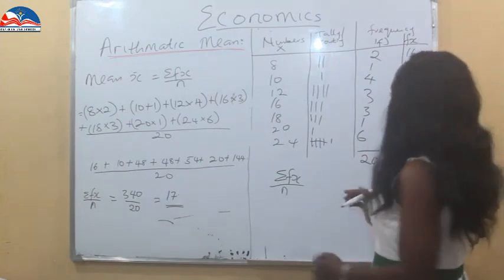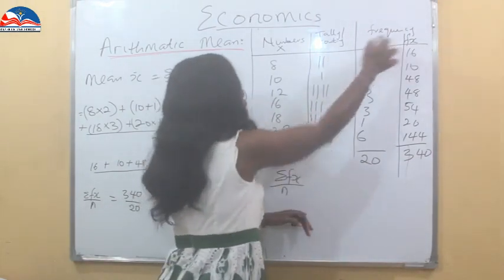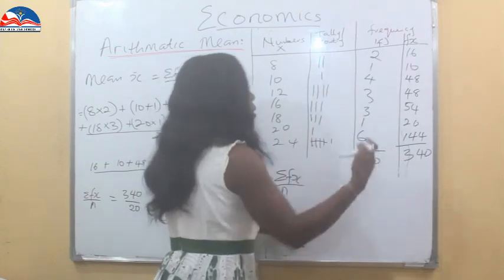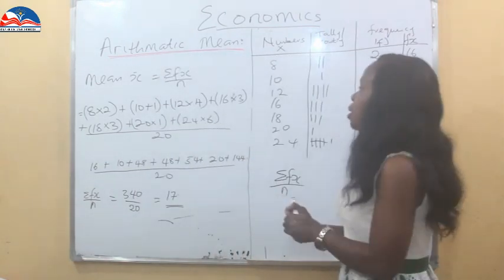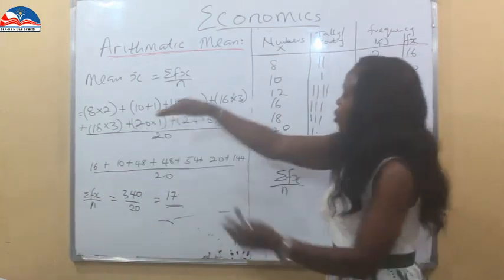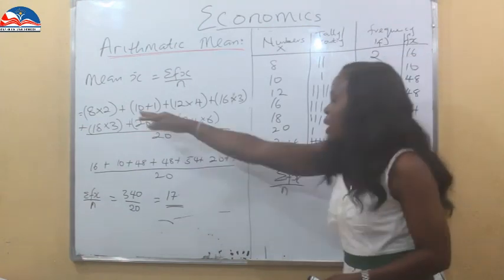Add up this. So you can do it this way: times this to have your fx. Or you can do it this way: times this to this, bring it out. After you have added times them all, divided by 20, bring out what you've times.